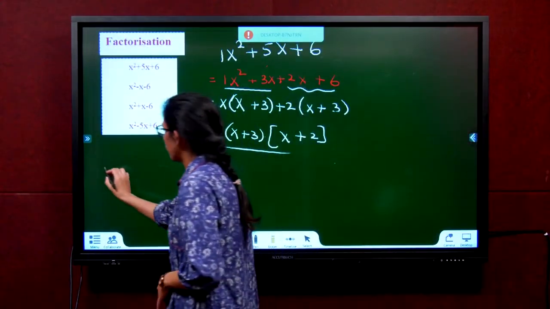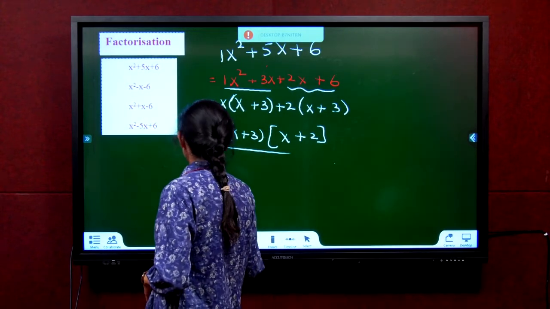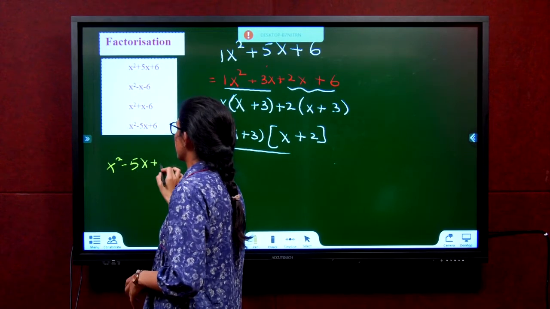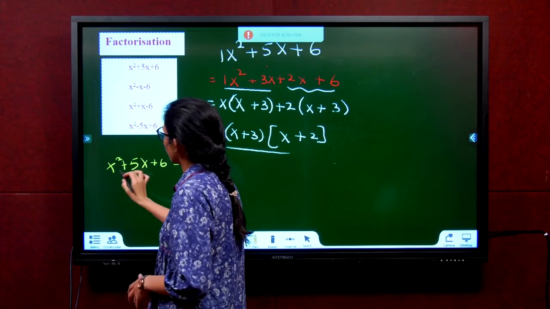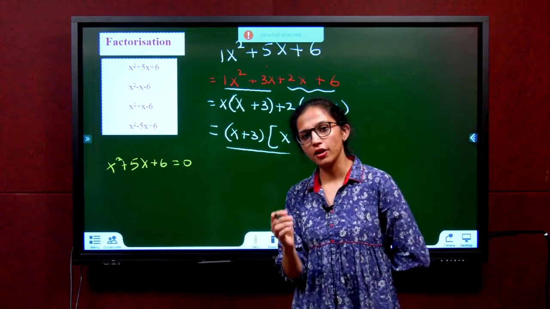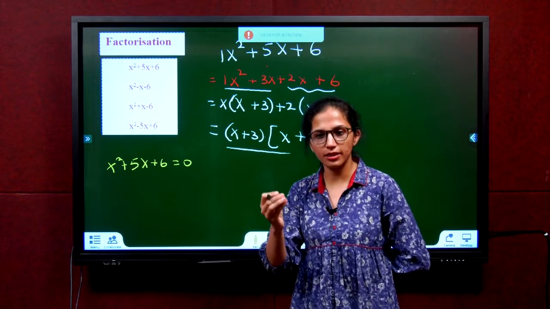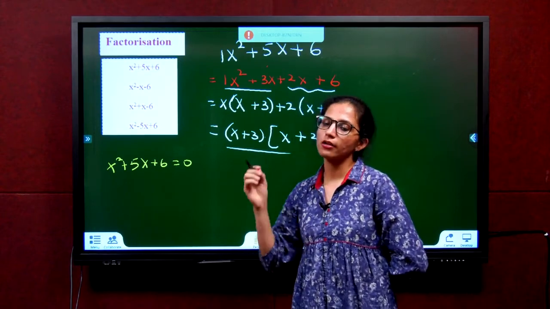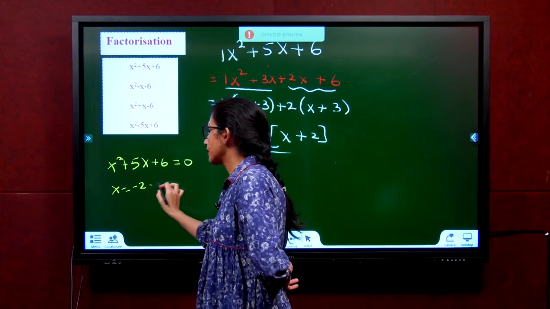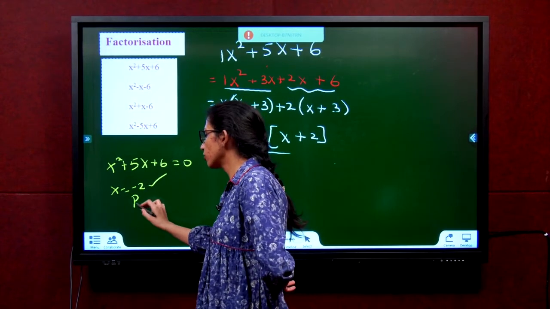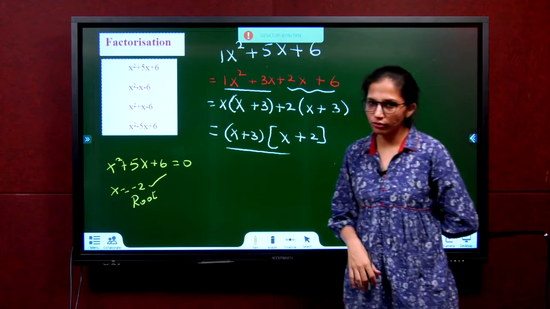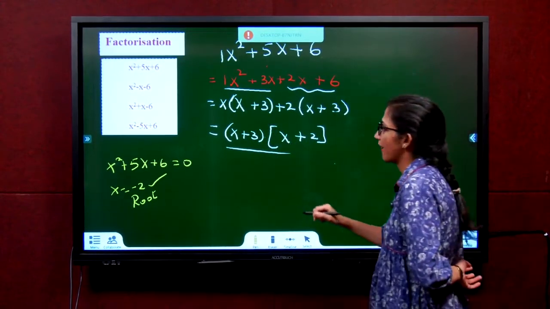So what we just learned was, we had an equation x square plus 5x plus 6 equals 0, and we used trial and error to find out the value of x. We put 0, 1, minus 1, 2, minus 2, and we found out that x equals minus 2 satisfies the equation and it is the root. It is called the root of that equation. Isn't there an easier technique to do? We will see with the help of factorization.